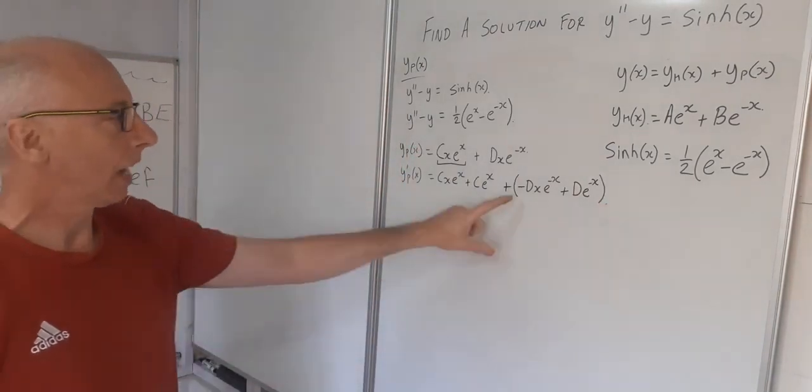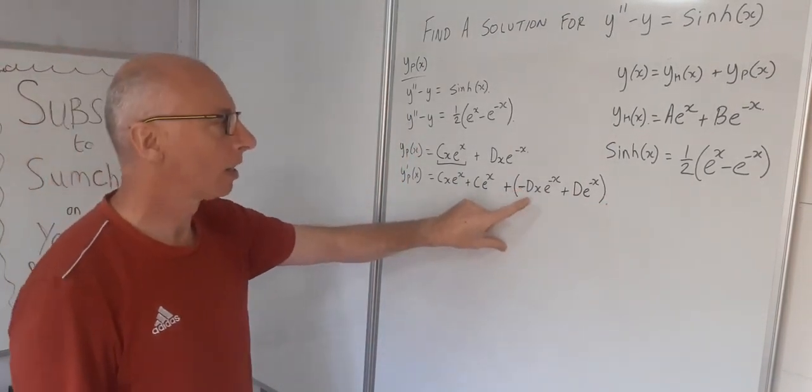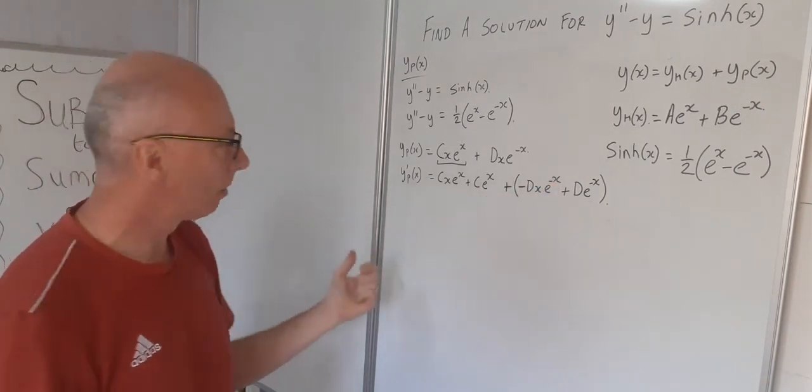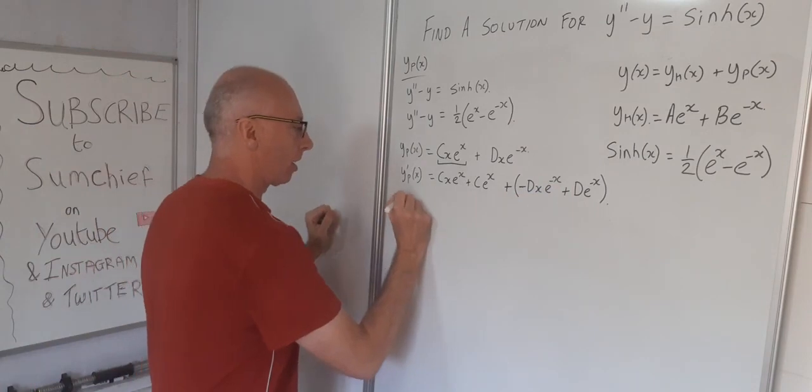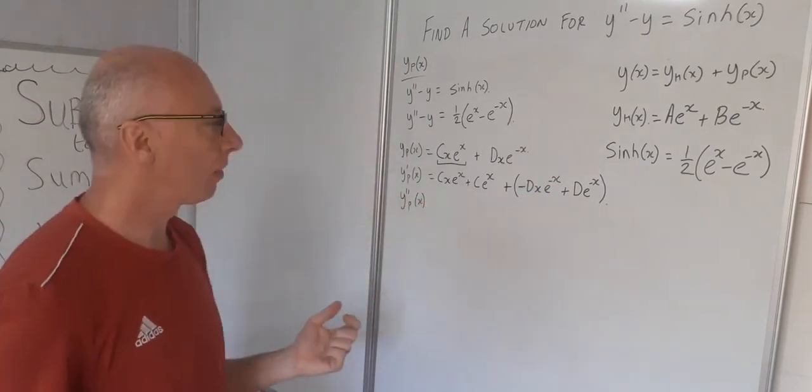Okay, now I've put a bracket in there because I don't want to confuse myself with this minus sign, because I can see if I differentiate twice, this minus is going to cancel this one out. So I'm just thinking ahead there. So y double prime p of x. So now we need to differentiate again.